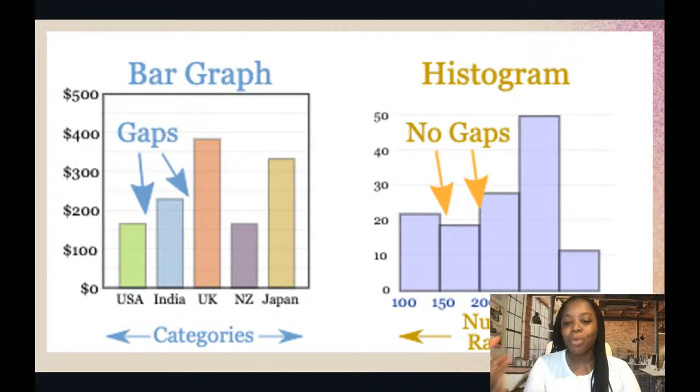Third difference is looking at the x-axis. When you're dealing with the bar graph, it's going to be categories that are listed at the bottom. In my course, I always talk about apples and oranges, just for my example. But in this example, the category is USA, India, UK, etc. So it's going to be some type of category, versus for a histogram, it's going to be some type of number range, 100, 150, 200. It can represent loads of things, but it's going to be numbers. It's not going to be categories. Okay. And let me go back.